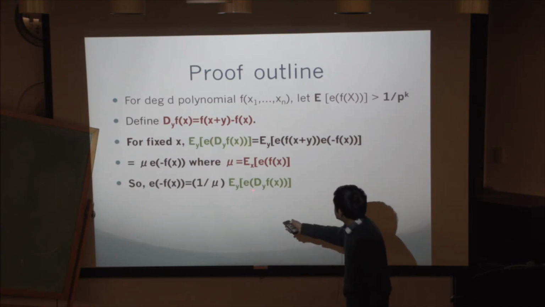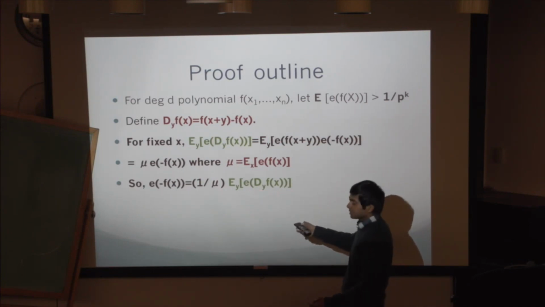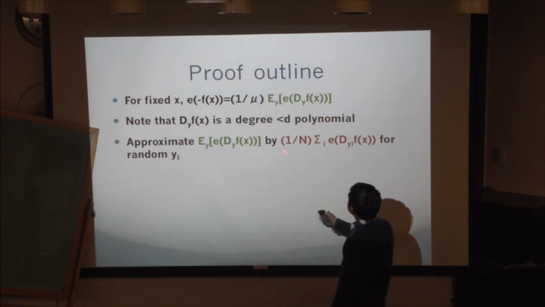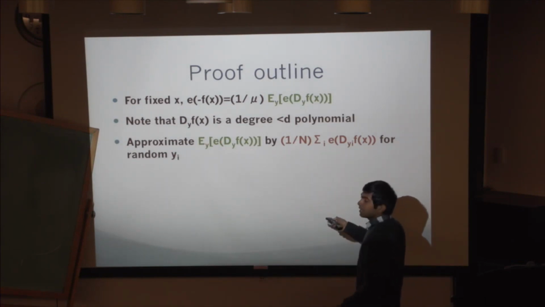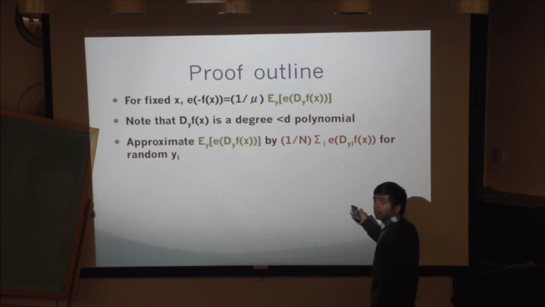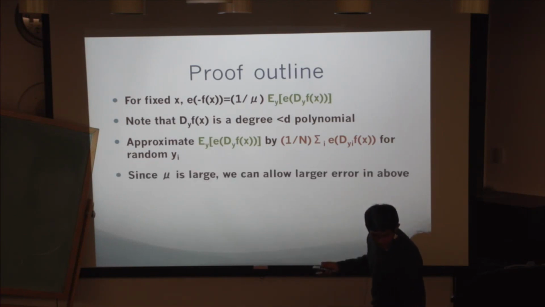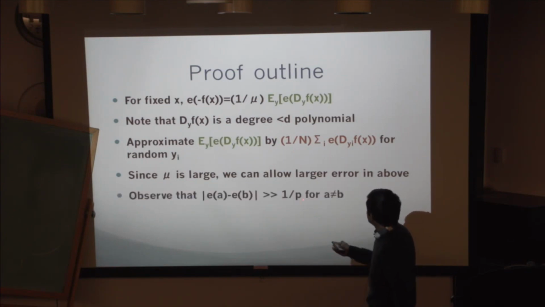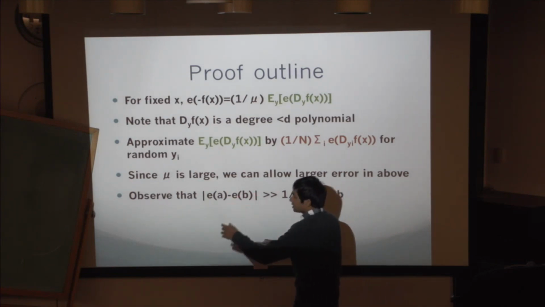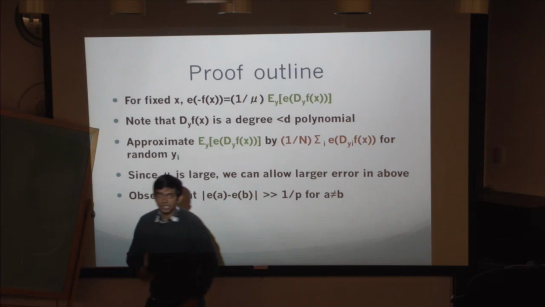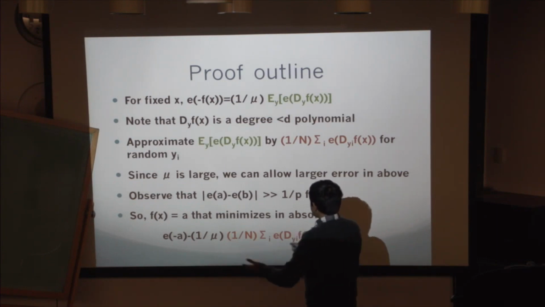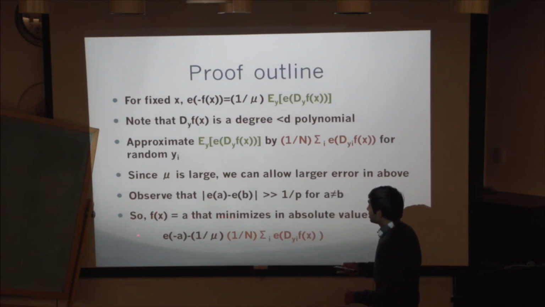But again, this is too much. There are too many derivatives, right? So the first step is to approximate this, and you'll just do some kind of Chebyshev inequality. So we are going to approximate this by capital N random derivatives and just taking the average, right. So my new recipe, and mu is large, so we can allow some kind of larger error in our estimate, like inverse poly in P, and also there is resolution in between two consecutive E of A and E of B.